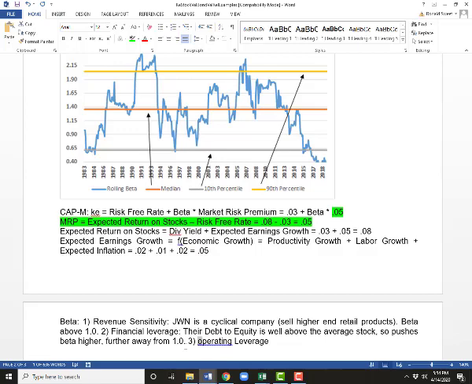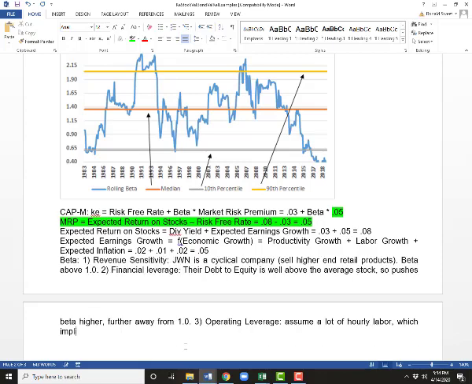Well, for a firm like this, I'm going to assume a lot of hourly labor. They probably pay the workers a little bit better, but it's still hourly labor, which implies low operating leverage.